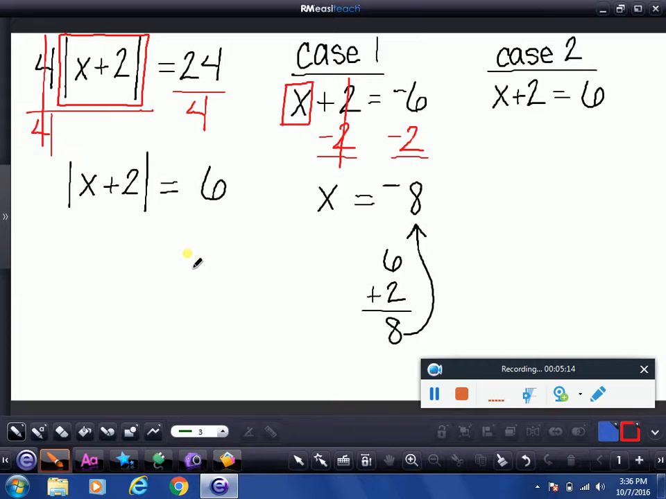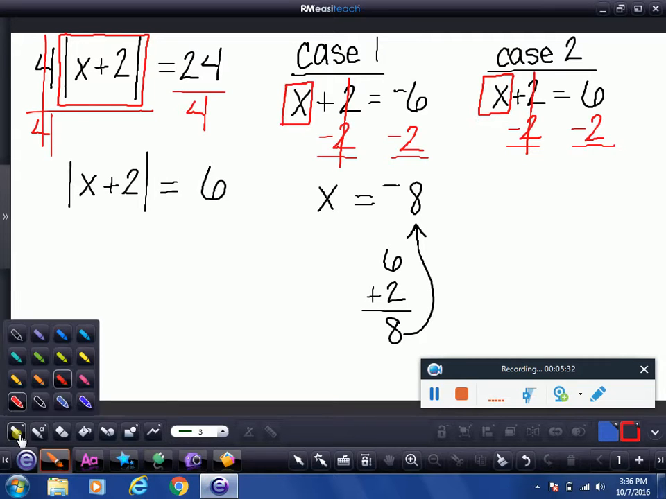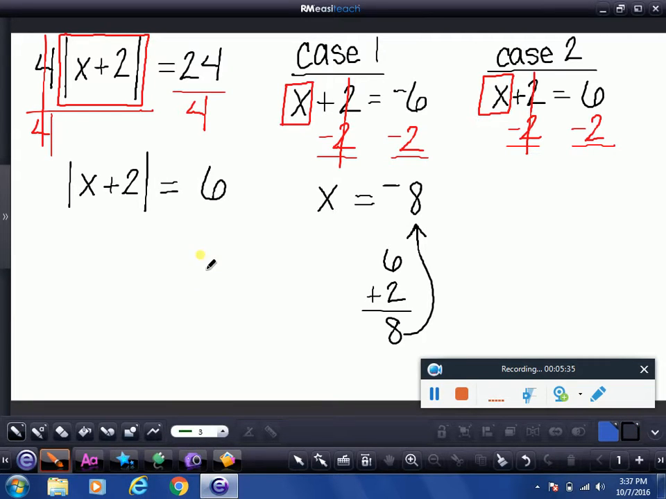Moving on to case 2, you start off doing the same thing. Put your box around x, then subtract 2 from both sides. Positive 2 minus 2 is 0. And so this will leave us with x equals 6 minus 2, which is 4. So now you see that we have case 2 as x equals 4.